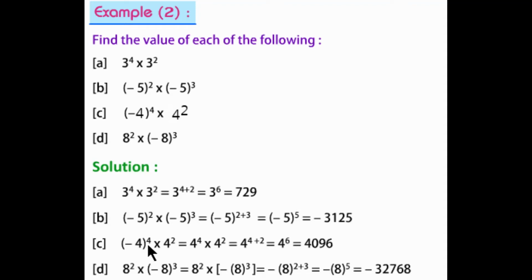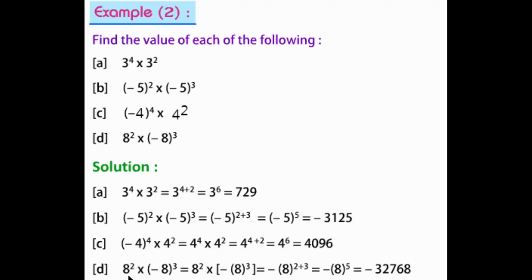C. Negative 4 to the power 4 times 4 to the power 2. Negative 4 to the power 4 equals 4 to the power 4 because the power is even, then the result is positive, times 4 to the power 2, the same base, and 4 plus 2 equals 6. 4 to the power 6 equals 4096.